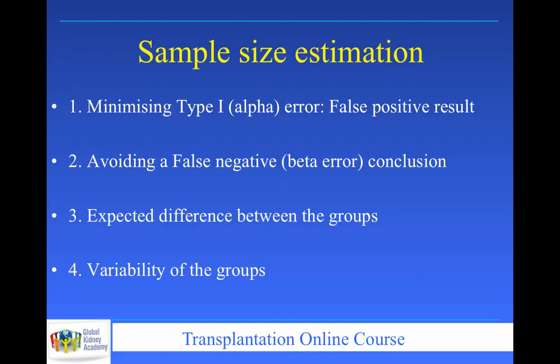So you want to minimize false positive results. You want to minimize false negative results. You want to be able to have an idea what you expect the difference between group A and group B to be. In other words, 20% improved survival, 25% difference in survival, 30% difference in acute rejection, and so on.